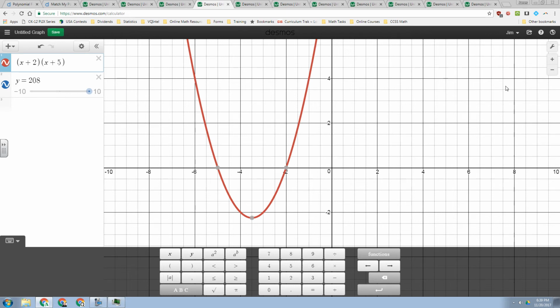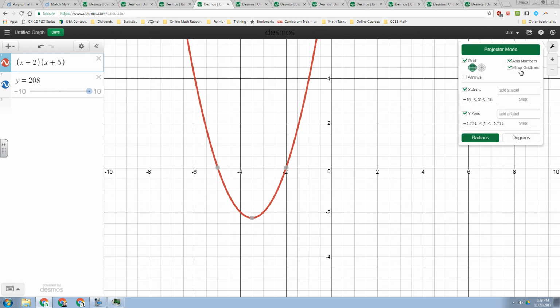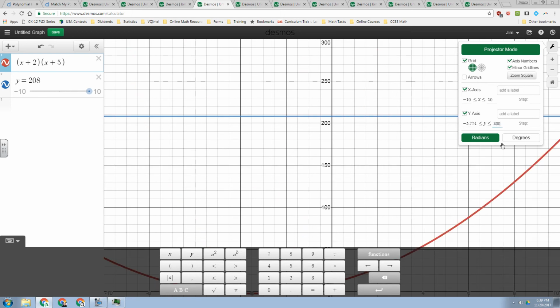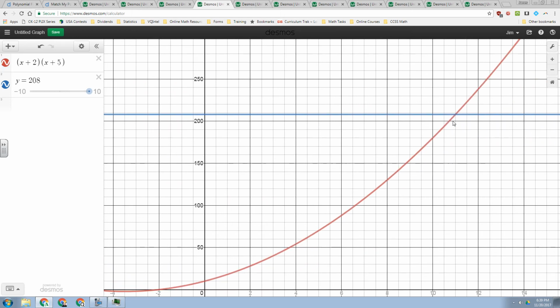So here's what I see, and I need to extend my window so I can see what's going on with y, so I'll make that 300. And there we go. That's where they intersect at 11. So when x is 11, that's when this will have a total area of 208, which means x is 11, that's one length of the rectangle, and then 14 will be the other dimension of that rectangle. So 11 by 14.